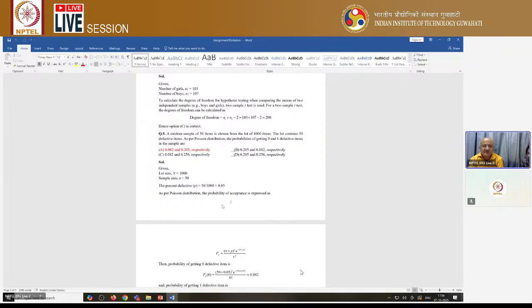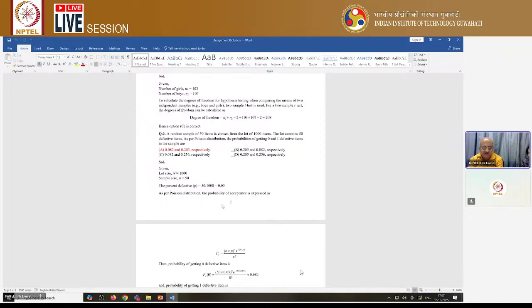In our context, suppose a random sample of 50 items is chosen from a lot of 1,000 items. The lot contains 50 defective items. As per the Poisson distribution, what are the probabilities of getting 0 and 1 defective items in the sample? So suppose lot size is 1,000, sample size is 50. Then you find the percentage defective, 50 by 1000, which comes out to be 5 by 100, that means 0.05, which is a very small percentage. So you can apply the Poisson distribution.